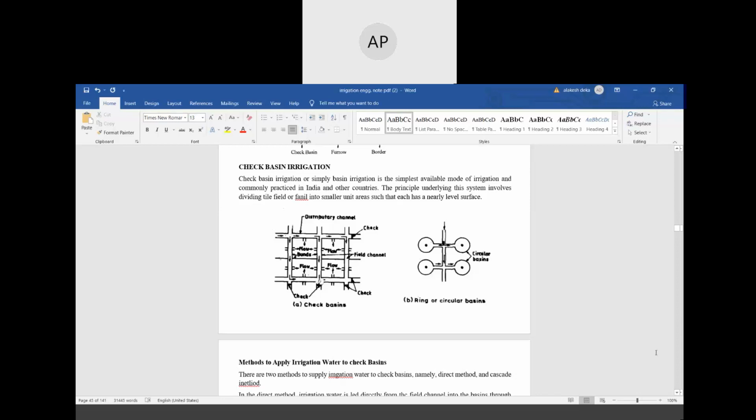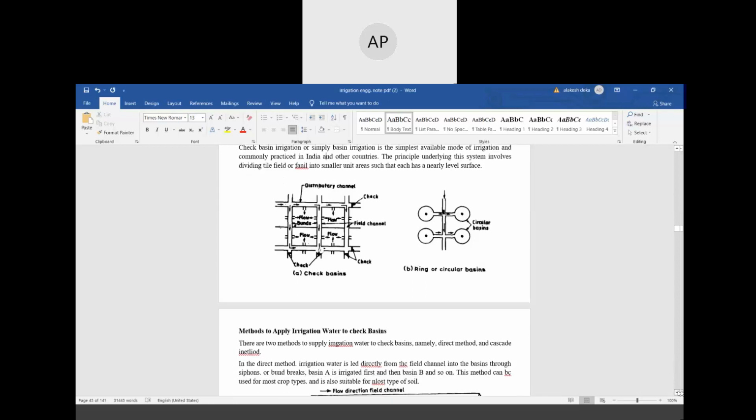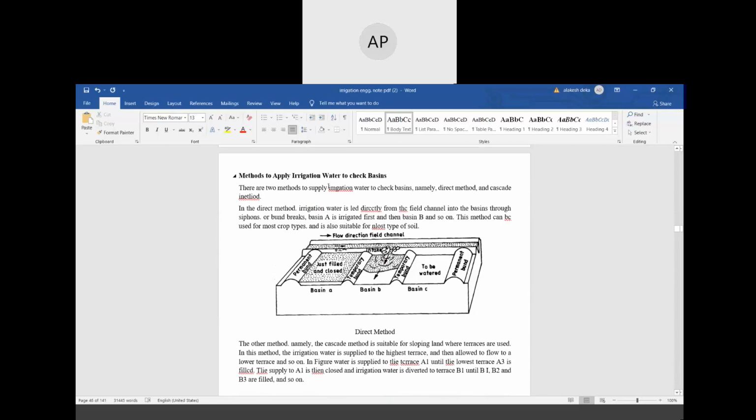Method to apply water to check basins. There are two methods of supplying irrigation water into check basins, namely the direct method and the cascade method.